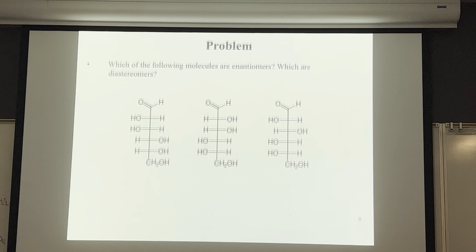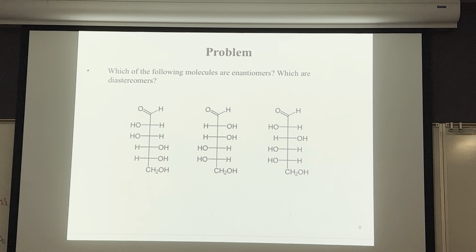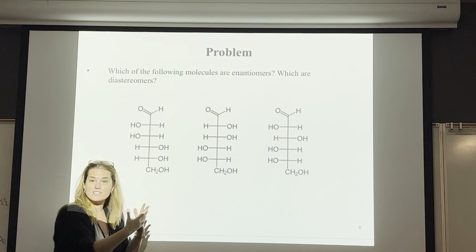All right, last slide. So we've got some sugars here. These are called aldoses because at the top they have an aldehyde functional group, and that's the next chapter, aldehydes and ketones. Aren't you guys excited? So which are enantiomers and which are diastereomers? We're going to look at all of our chiral carbons and see if we have exactly the opposite in each one. And if we do, they're what? Enantiomers. And if we don't, then they're what? Diastereomers. So can you see how the Fischer projections make it a little bit easier?